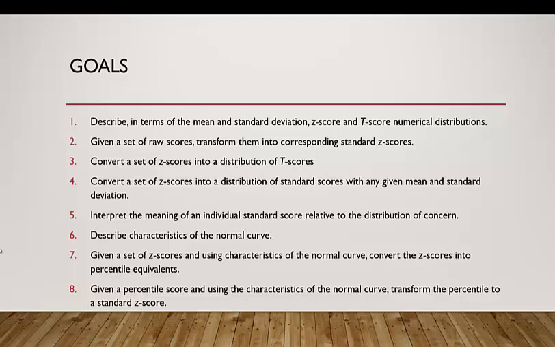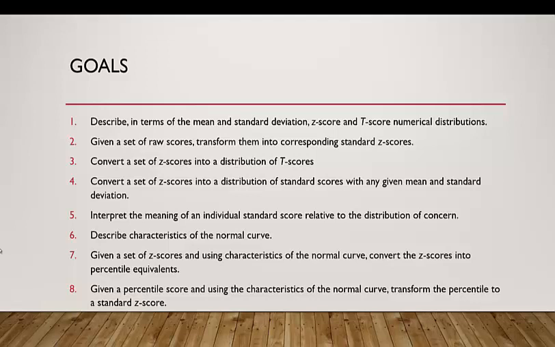Interpret the meaning of individual standard score relative to the distribution. That's when we started looking at where they fell into percentile ranks. Describe the characteristics of the normal curve. Given a set of z-scores and using characteristics of the normal curve, convert the z-scores into the percentile equivalents. And then finally, given percentile score and using characteristics of the normal curve, transform the percentile to a standard z-score. And that's what we were doing at the end.